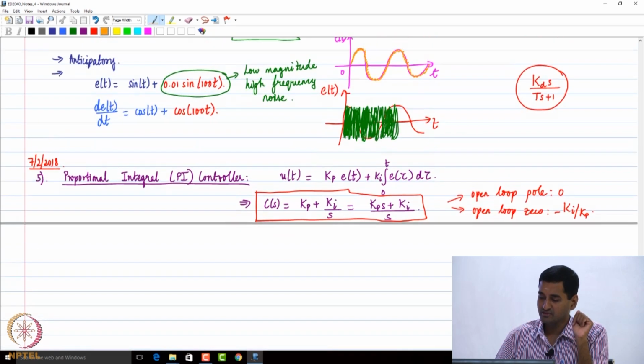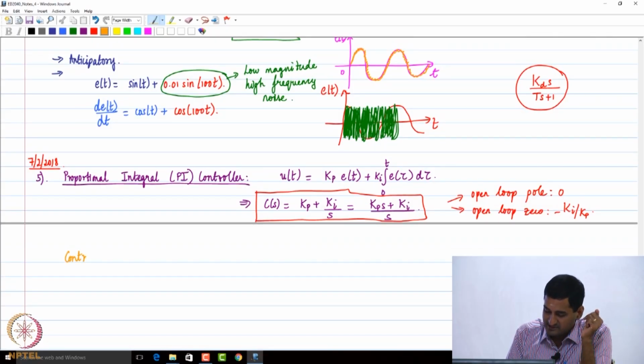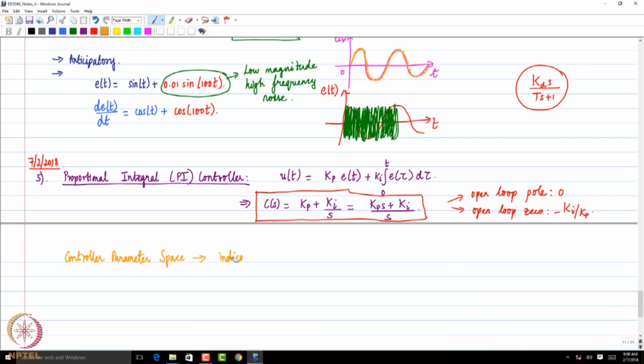So what is this controller parameter space? It is also called the control gain region. It's used to indicate the feasible region or regions of the controller gains to achieve closed loop stability and performance. That's what we would call the controller parameter space. It's just a graphical representation of what happens.